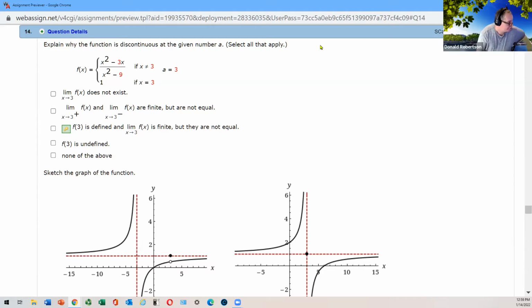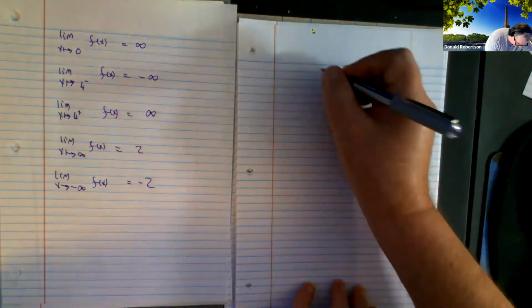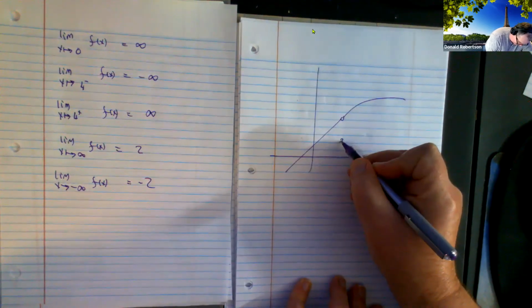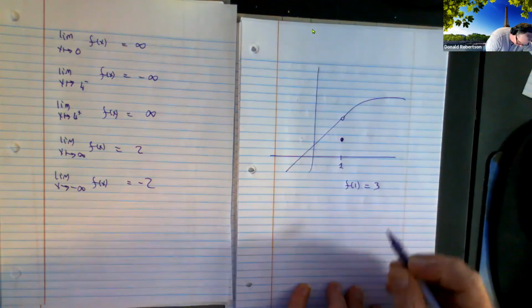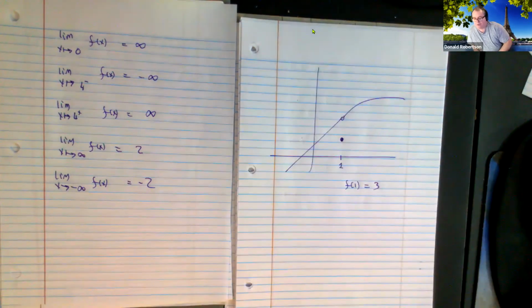So let me show you kind of my own little picture of what that might look like and how you would interpret it. Right. So you plugged it into your calculator and it looked like this. And they told you that this guy here was equal to 3. And then there's a little hole there, right? So we would call that a removable discontinuity, right?